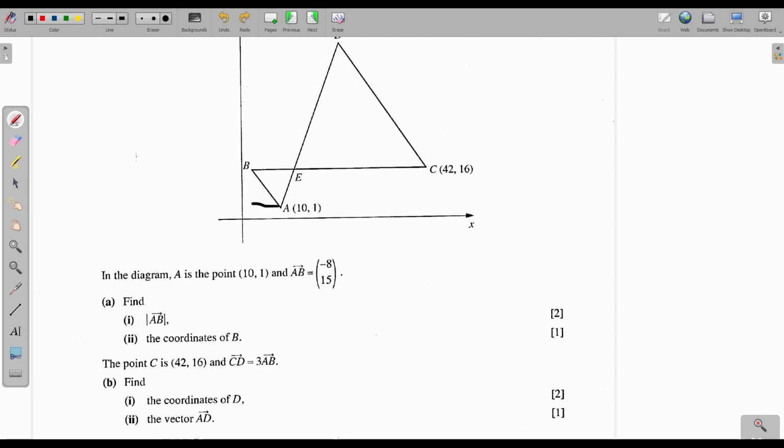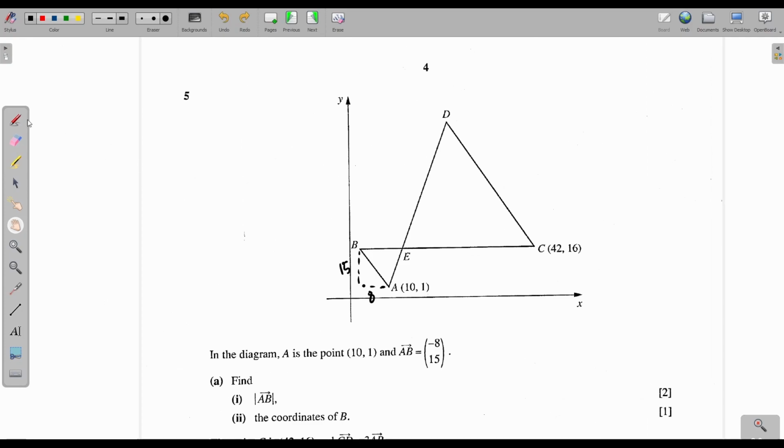So what this has already told us is, let me draw that correctly. So we know that we go up 15 and this is a minus 8. But since it's actually a distance, it'll obviously be positive. So we have a triangle here. And if we want to find this distance, all we need to do is apply the Pythagorean theorem.